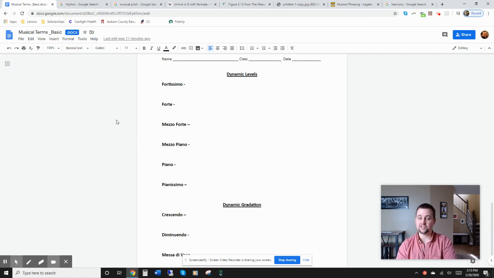And again, we're tying all this in. Mezzo forte means medium loud in volume. Mezzo piano, medium soft in volume. Okay, so now you have all those dynamic levels done.